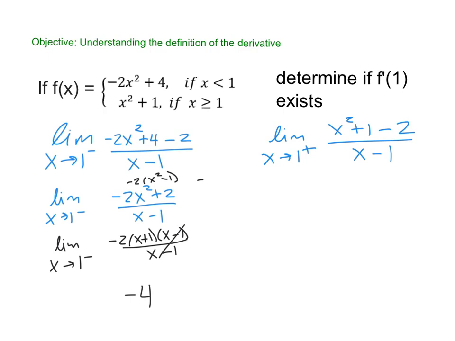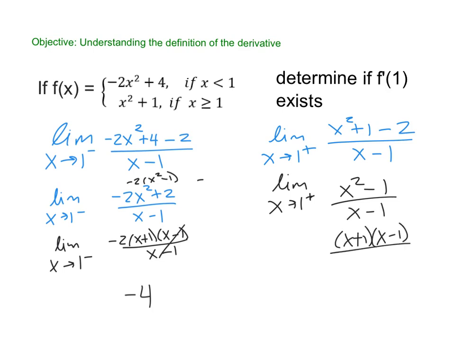Let's see what we get on this other one. So the top, x approaches 1 from the right, we get x squared minus 1 over x minus 1, x plus 1, x minus 1. So this time we get 2. So the answers are different. So no, it does not exist.